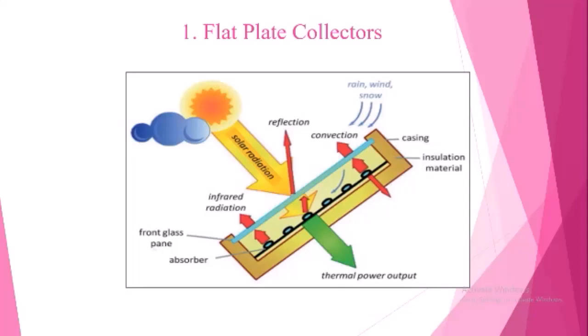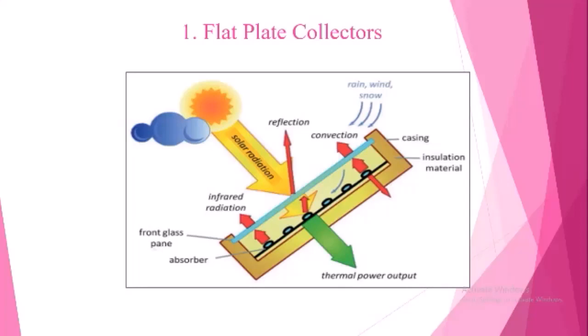So we can see the working, or function, of each part one by one. First is the transparent cover. It is made of glass, provided in one or more layers. It helps in reducing the convective and radiation heat losses from the heat received by the absorber plate. Then second is the thermal insulation. Thermal insulation is provided at the bottom of the tubing to minimize the heat losses by conduction.